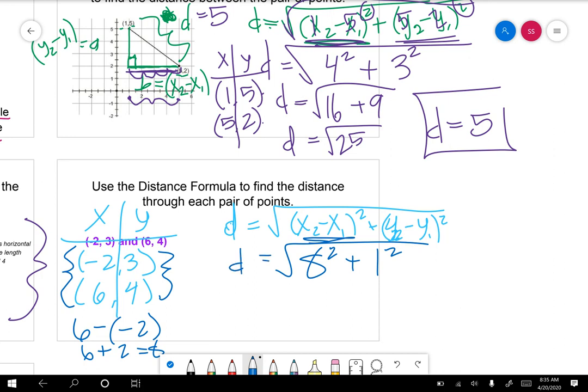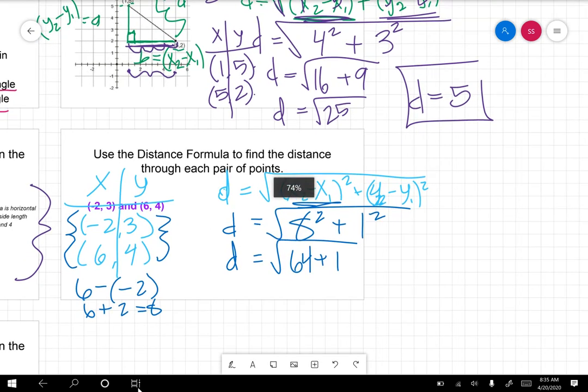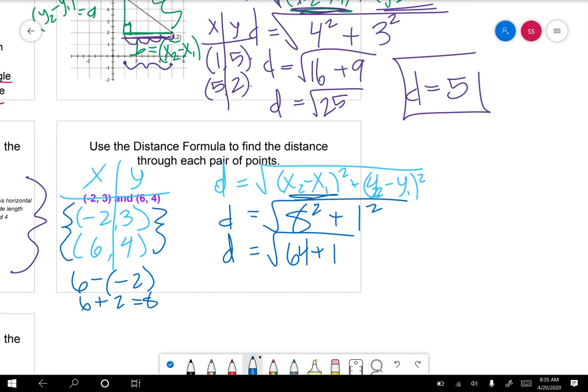Okay, next thing I'm going to do is square those numbers. So 8 times 8, 64. 1 times 1 is just 1. Then we'll combine those like terms. 64 plus 1 is 65. And the last step again will be to take the square root of 65, which if we do that, we get 8.06 rounded to the nearest hundredth.